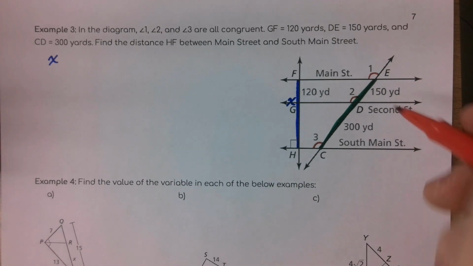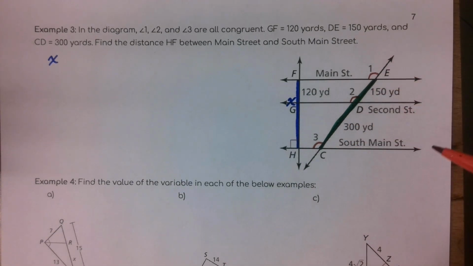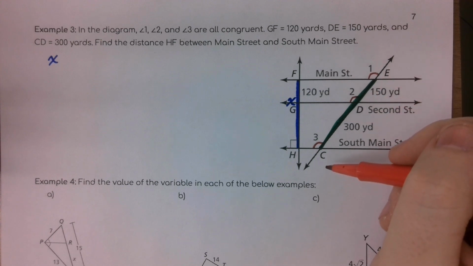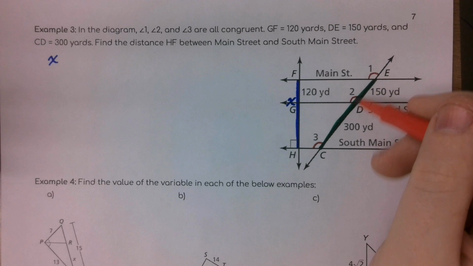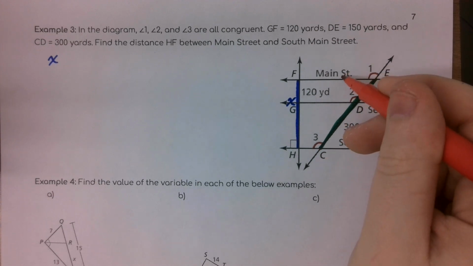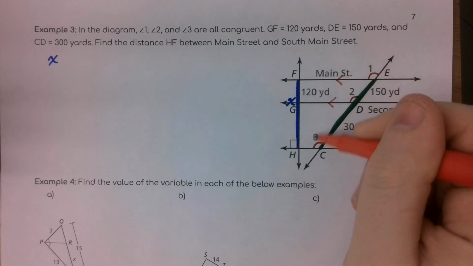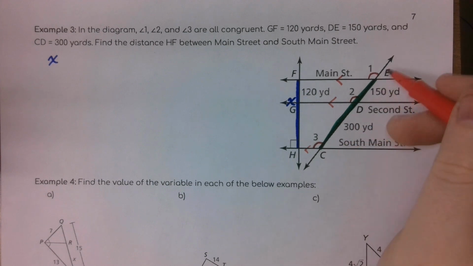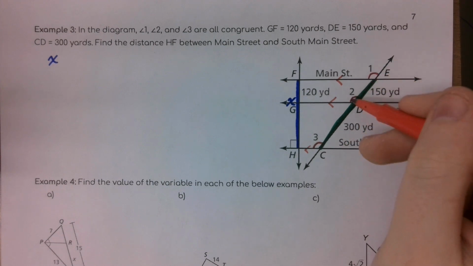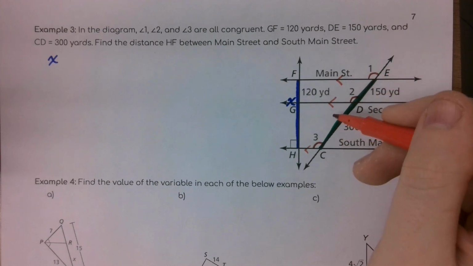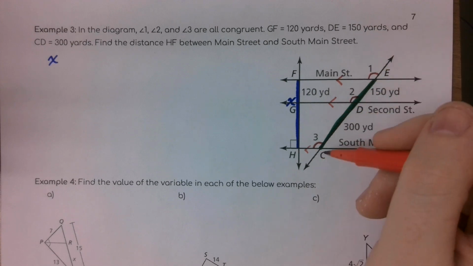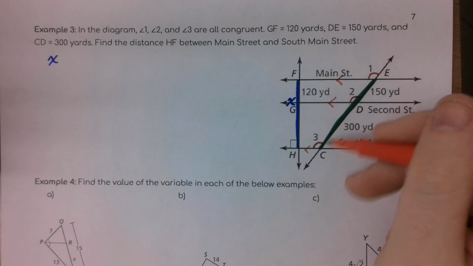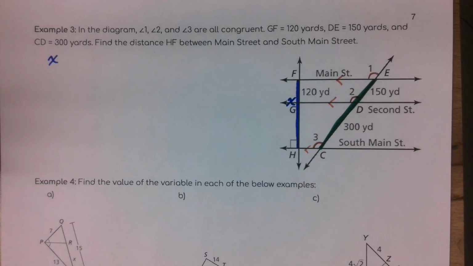Except we know that angles 1, 2, and 3 are congruent. We also know that these angles are corresponding. They're in the same spots. So because of the corresponding angles converse, if corresponding angles are congruent, the lines are parallel. 1's congruent to 2, so they're parallel. 2's congruent to 3, so they're parallel. 1's congruent to 3, so they're parallel. They're all parallel. So we can actually go through and set up a proportion.